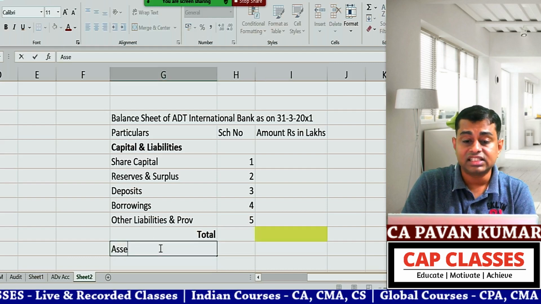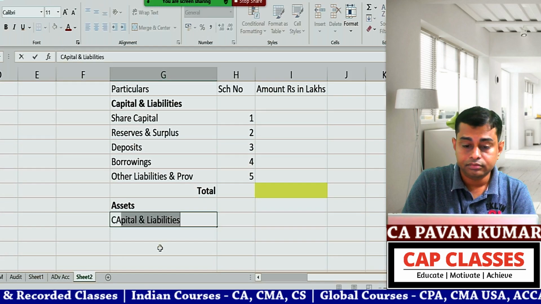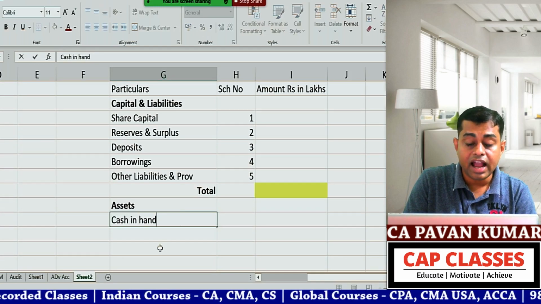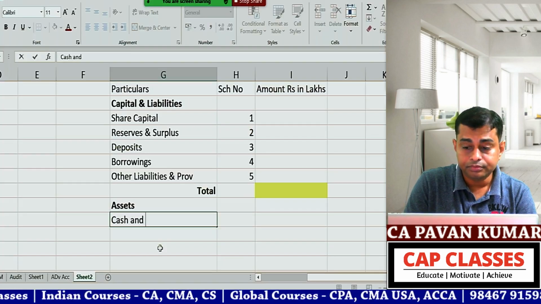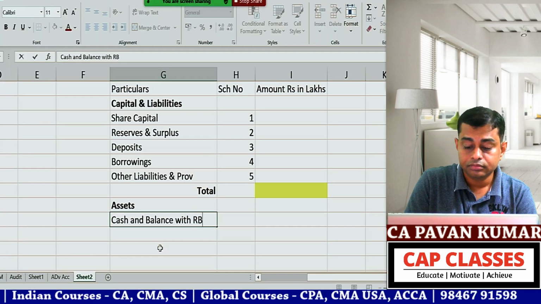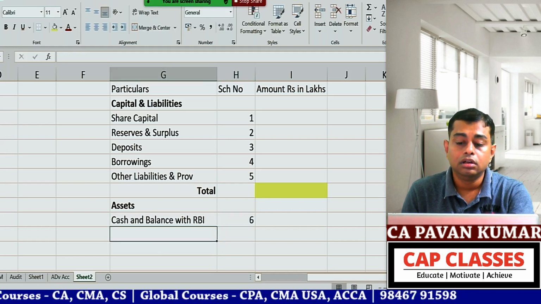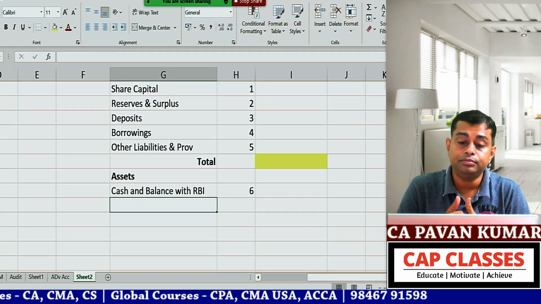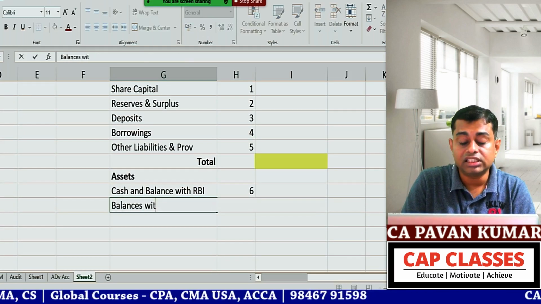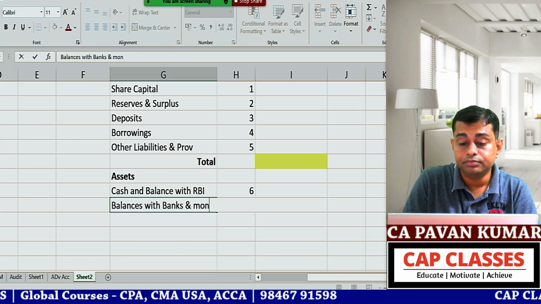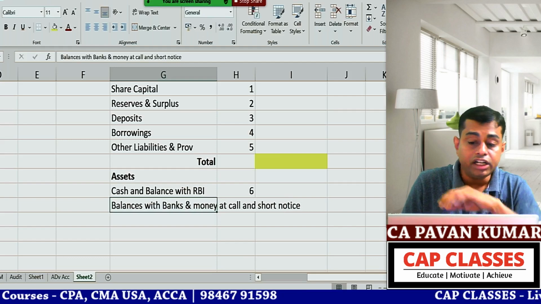Then the assets side. Tell me, what is the first asset? Cash and balance with RBI, 6. Next, what is 7? Balances with banks and money at call and short notice.